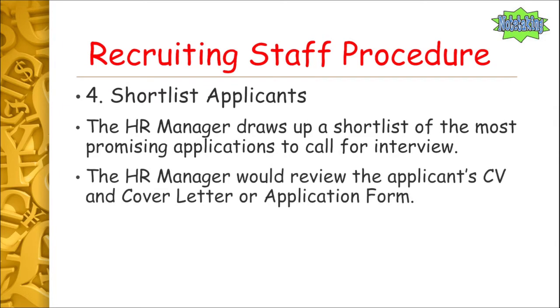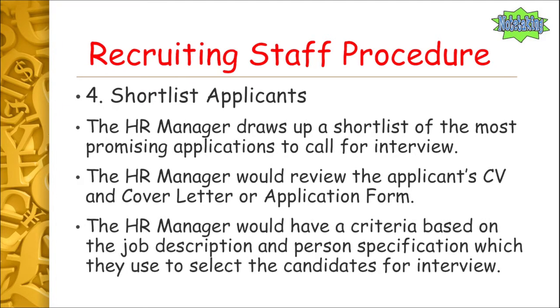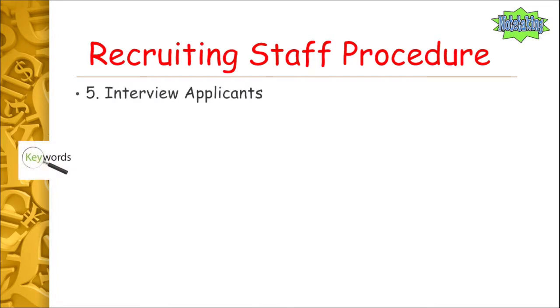Then we're going to shortlist the applicants. So basically the HR manager draws up a shortlist, a reduced list of all the most promising candidates to call to interview. So basically they go through all the applications they get in and they decide on a basic criteria which ones they want to bring in for interview and discard the ones they don't want to bring in. The human resource manager would review the applicant's CV, cover letter or application form. And the human resource manager would have a criteria based on the job description and person specification, which they use to select the candidates for interview.